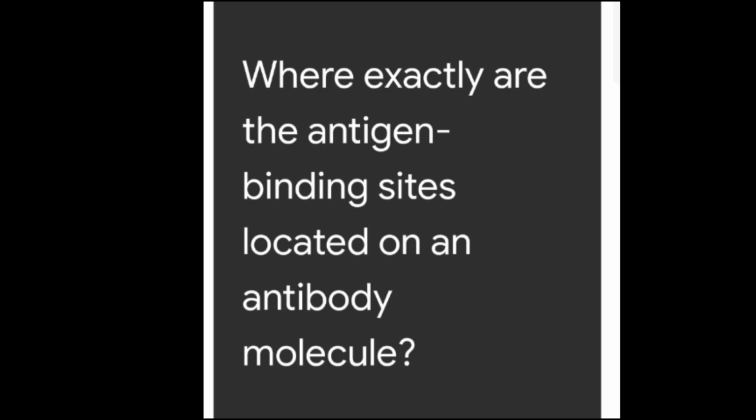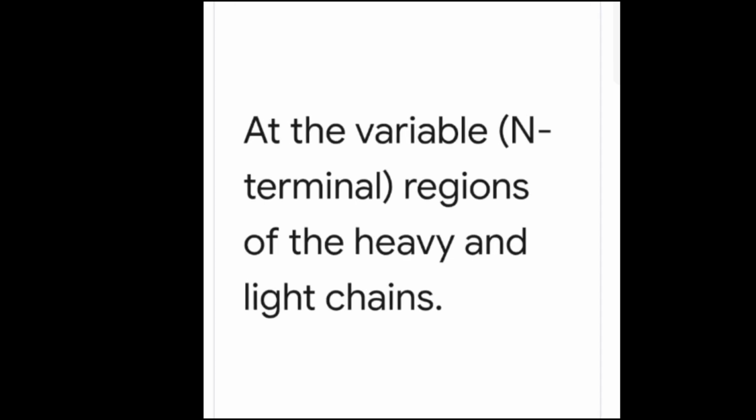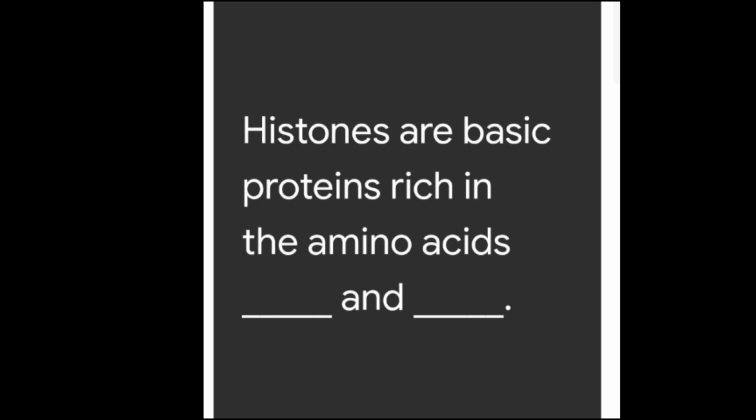Where exactly are the antigen binding sites located on the antibody molecule? At the N terminal, the variable region of the N terminal of heavy chain and light chain. The next question is: histones are basically proteins rich in the amino acids lysine and arginine.